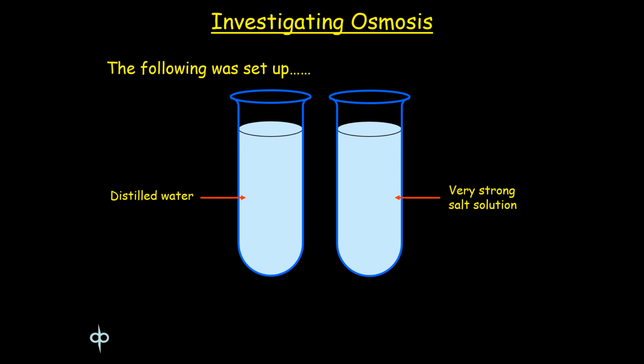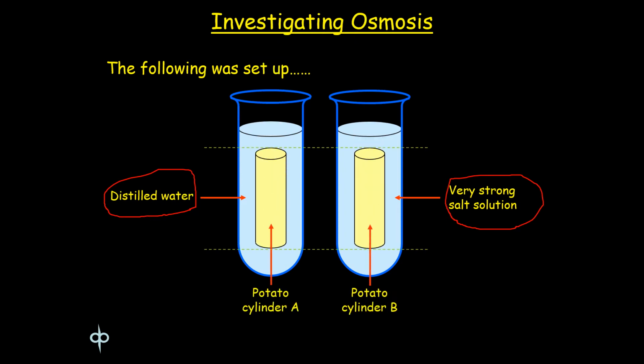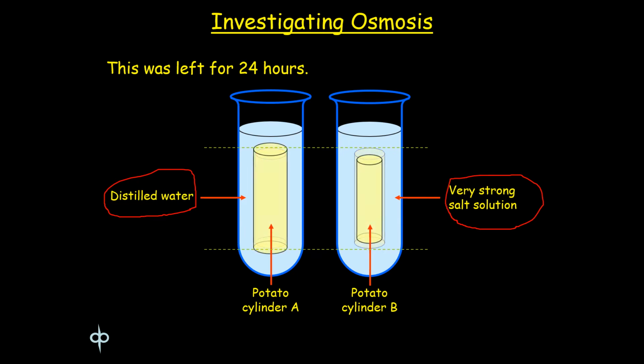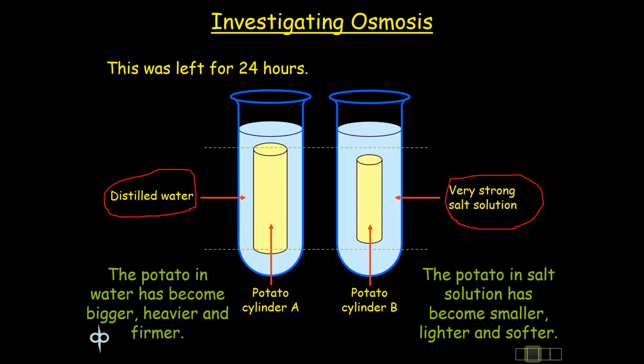So for example, this is going to show you two types of conditions. They've got distilled water, which is quite pure water, and they've also got a very strong salt solution in their other one, which are equal volumes. So they're putting their potato cylinders in, and then they're leaving it for 24 hours to see what happens. After the 24 hours, we should see that potato cylinder A has become bigger, heavier and firmer, and we should see that the potato in salt solution has become smaller, lighter and softer.